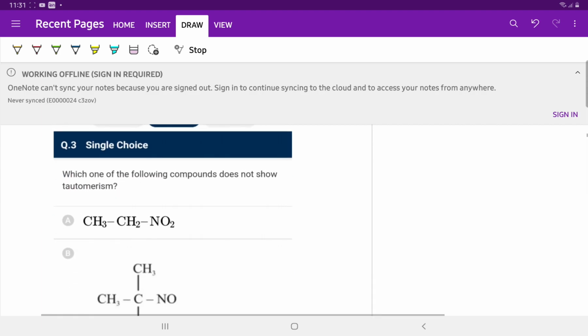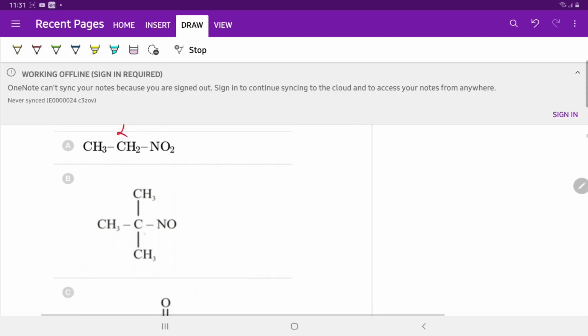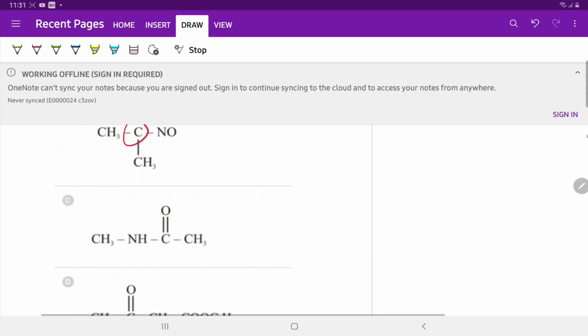Question number 3. Which one of the following compounds does not show tautomerism? We look for the compound which does not contain alpha hydrogen. B does not contain alpha hydrogen, so this compound is unable to show tautomerism since alpha hydrogen is absent.